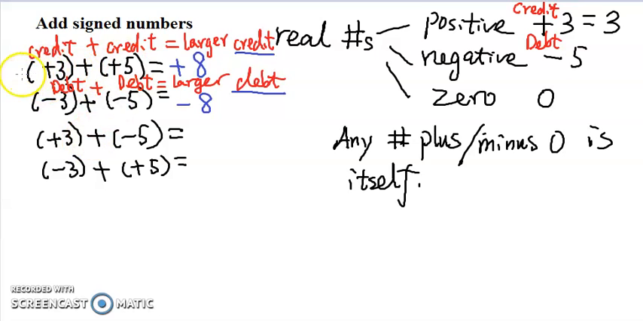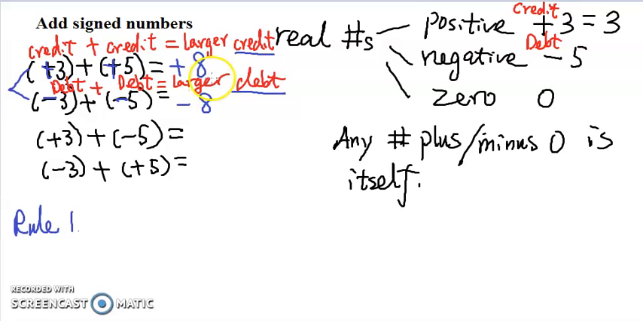So these two will become our first rule. Rule number 1: when we add two numbers with the same sign, they both have plus and plus, or minus and minus, so both credit or both debt, we're going to keep the sign. Plus plus plus is still plus, because credit plus credit is still credit. But negative plus negative, you get negative, because debt plus debt, you still get debt.